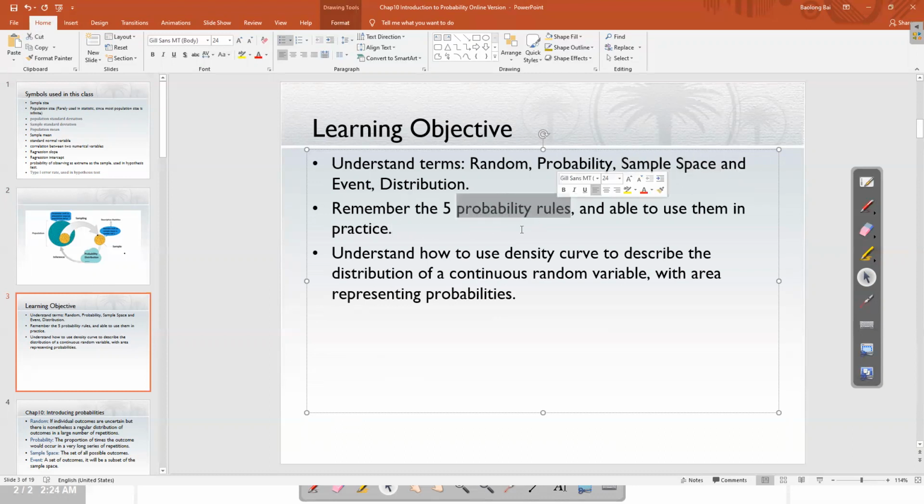Probability rules. Statistics is a study about probability. If you want to deal with probability, you need to follow probability rules. So this is very important. Make sure you remember all the rules and are able to use them appropriately. And understand how to use a density curve to describe the distribution of a continuous random variable. So here we're going to introduce a density curve. Please have a good understanding of the density curve. That way it will be a lot easier when we introduce the normal distribution.